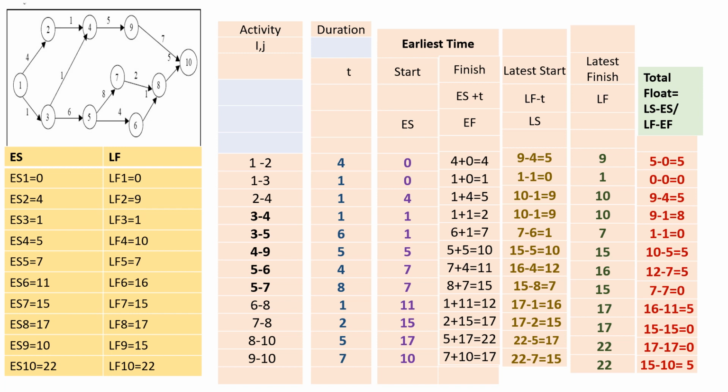We then find out the activities for which total float is 0. These activities for which total float is 0 are called critical activities. These activities are 1 to 2, 1 to 3, 3 to 5, 5 to 7, 7 to 8 and 8 to 10. Now we have earlier seen critical path and we can reconfirm the critical activities from the problem solved earlier.